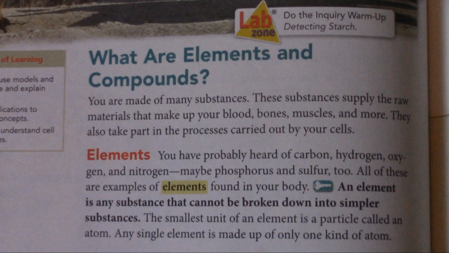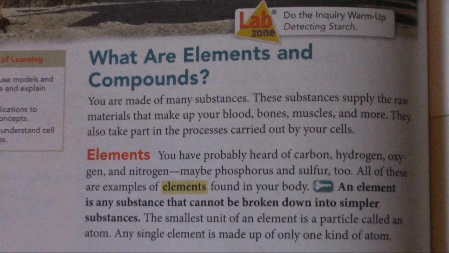What are elements and compounds? You are made of many substances. These substances supply the raw materials that make up your blood, bones, muscles, and more. They also take part in the processes carried out by your cells. Elements. You've probably heard of carbon, hydrogen, oxygen, and nitrogen, maybe phosphorus and sulfur too. All of these are examples of elements found in your body.